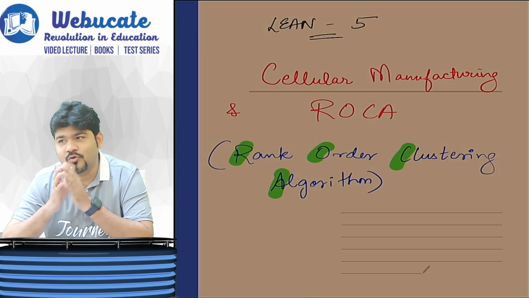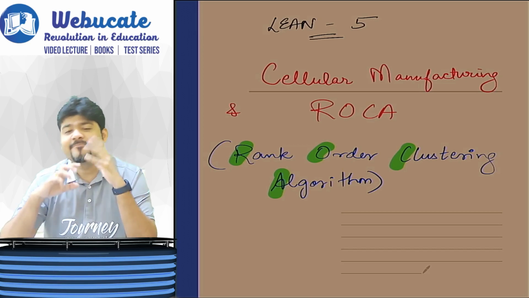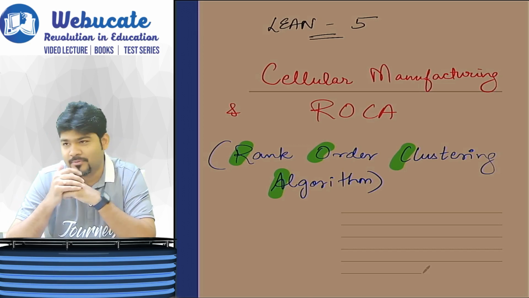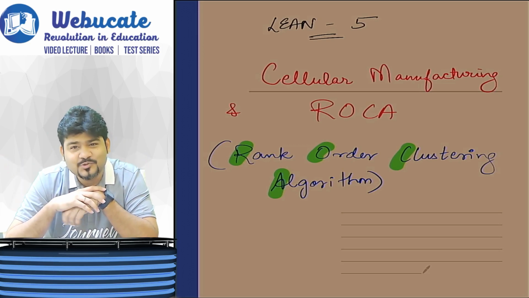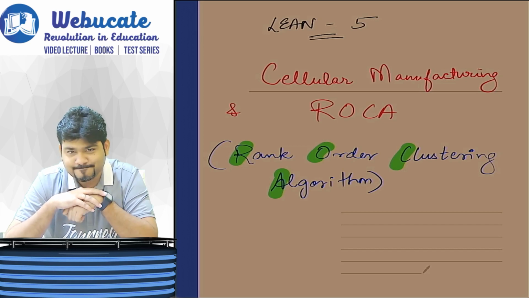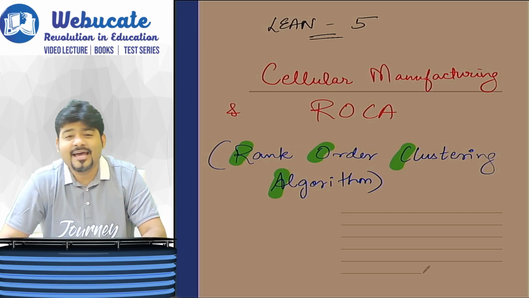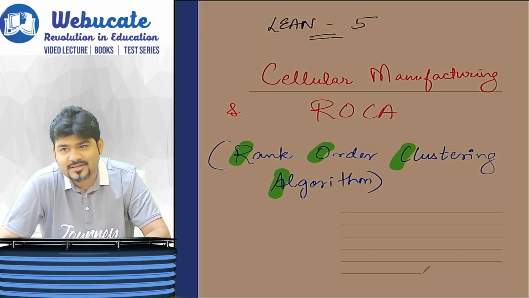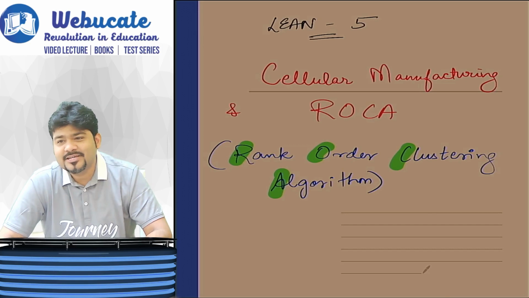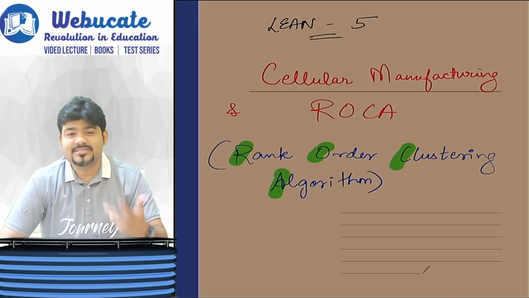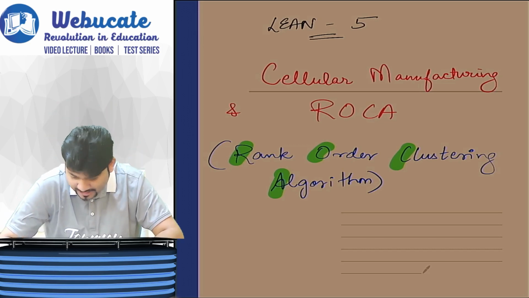If you open my lectures, which were recorded two years back, or even a year back, for this same cellular manufacturing and ROCA, you will find that this concept of Lean 5, cellular manufacturing, I had completed in a matter of half an hour or one hour maximum. But now, double the time is what it takes. So now there are sums in cellular manufacturing, and that's where this concept has become very, very important.